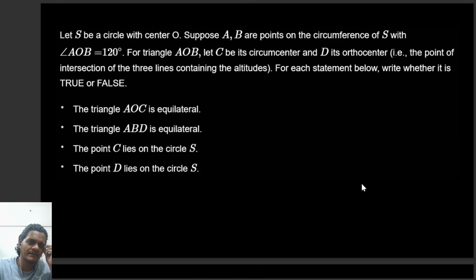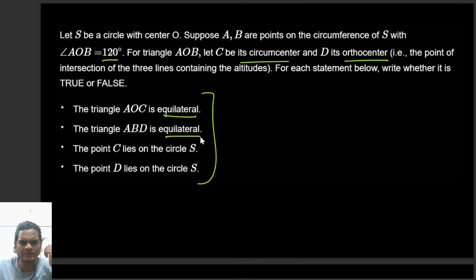Let S be a circle with center O, and obviously pause the video and try it for yourself once. A and B are points on the circumference of S, and angle AOB is 120 degrees. For this triangle, we are given the circumcenter and the orthocenter. So we have to check whether these things are true or false. First of all, whether these two triangles are equilateral or not.